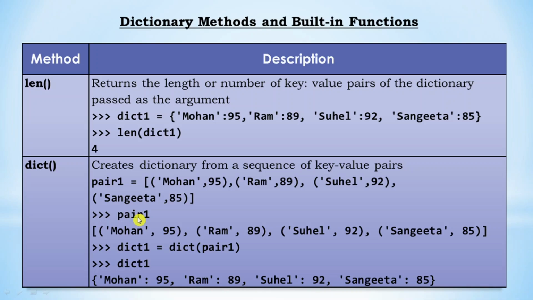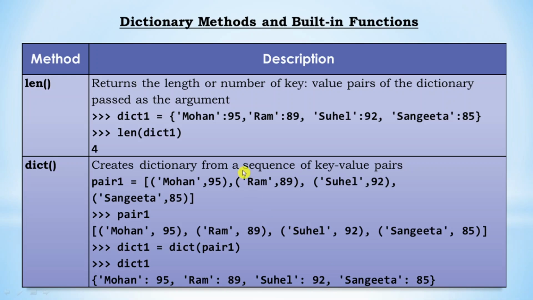The pair1 variable is displayed here, and this statement dict1 equals dict of, in brackets we have given the sequence name pair1. This statement will create a new dictionary with each tuple as the key value pair.